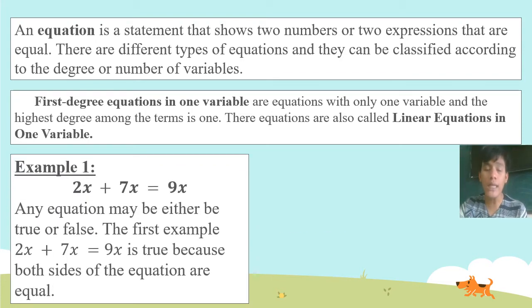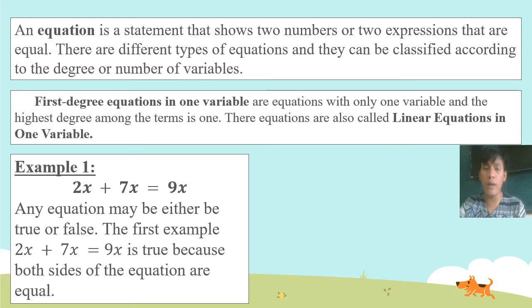Example, 2x plus 7x is equal to 9x. As you can see, the equation has a degree of 1. Any equation may be either true or false. Let's find out if it is true that 2x plus 7x is equal to 9x. The first example, 2x plus 7x is equal to 9x, is true because both sides of the equation are equal.